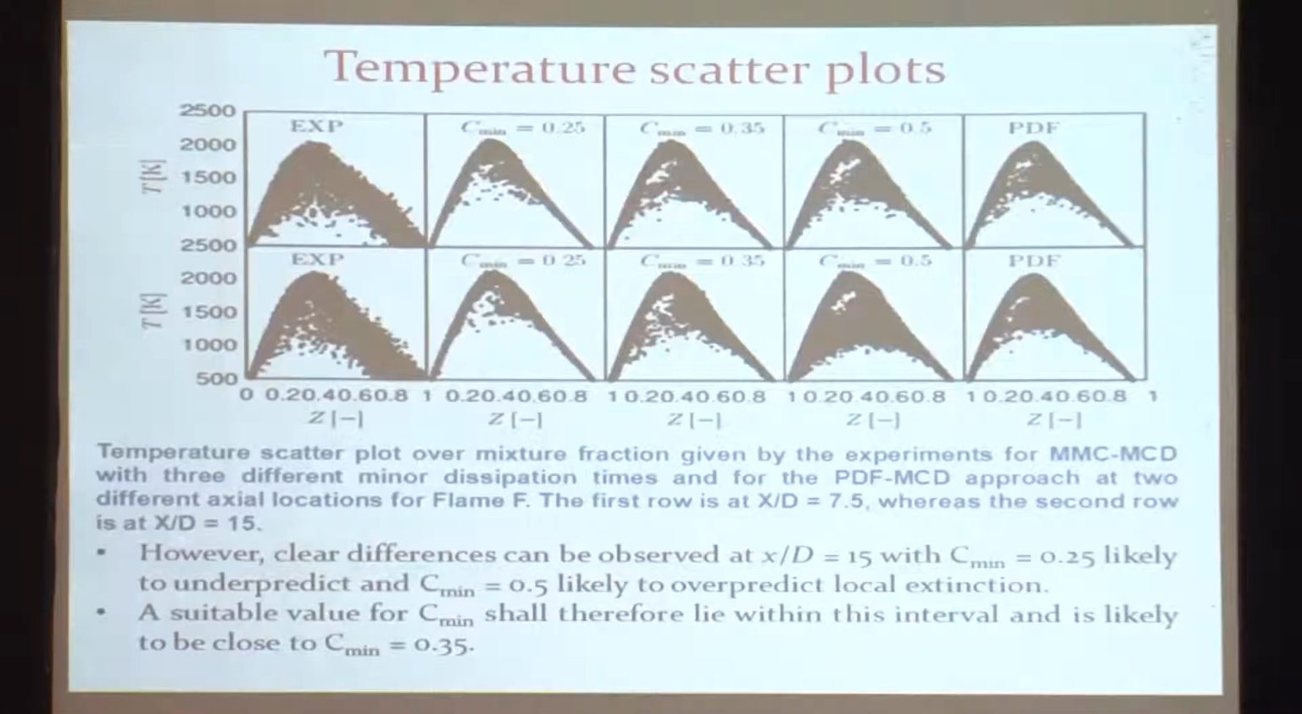Okay, so here we compared the temperature scatter plots with the experimental results as well as the previous PDF results, and we have used 3 different constants here. So C min 0.25, 0.35 and 0.5, and what we find is that if I increase the mixing constant to 0.5, we get a wider range of scatter, and if I reduce it, we get very little scatter. If you compare it with the experiment, then I think 0.5 or 0.35, both of them are very close to the experimental as well as the PDF results.